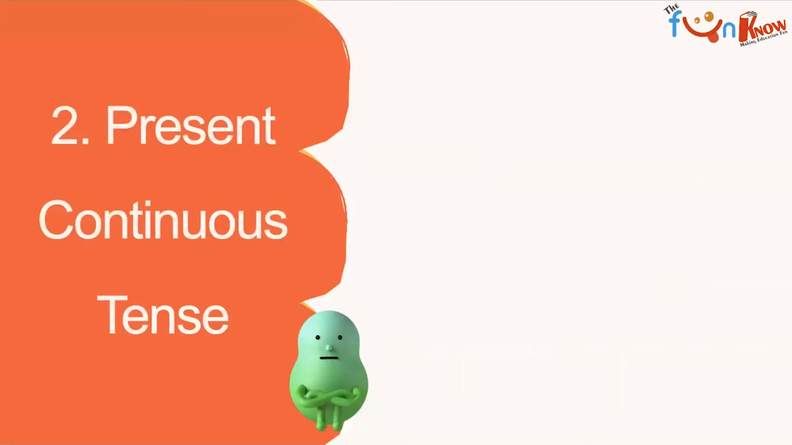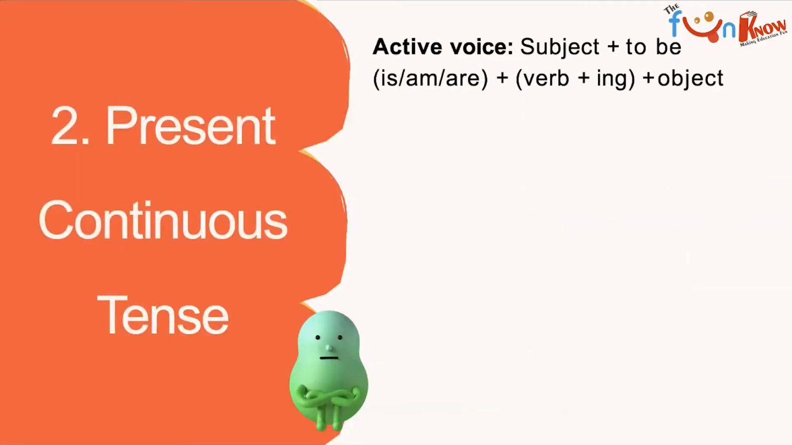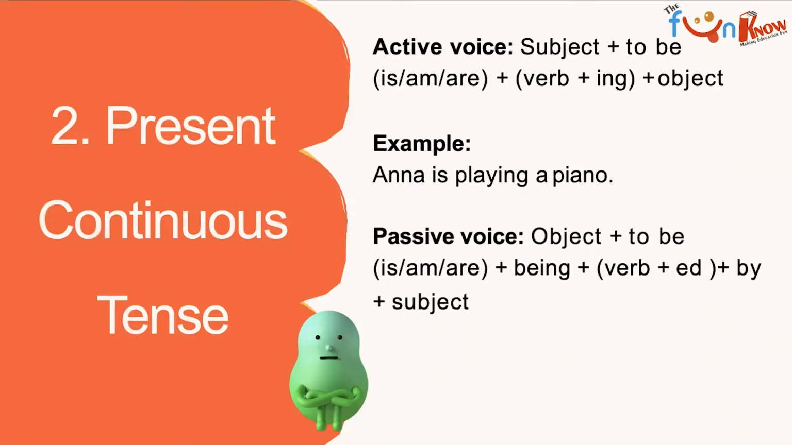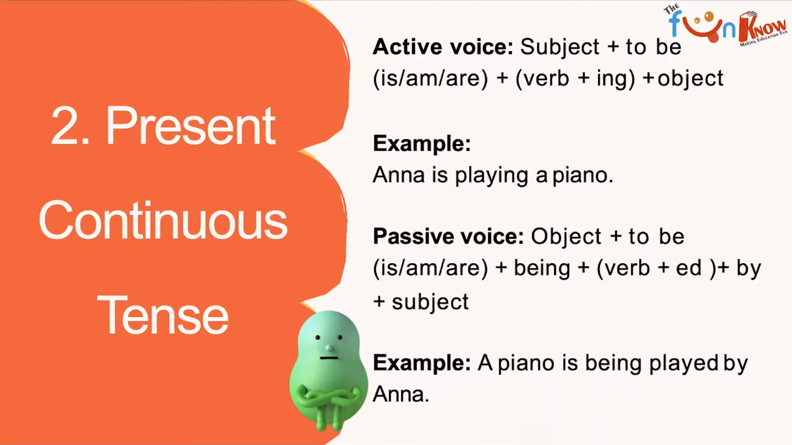The second tense is present continuous tense. In active voice, we write subject plus to be with is, am, or are, plus the verb plus ing plus object. Example, Anna is playing a piano. In passive voice sentence, we have object plus to be with is or am or are plus being plus the verb with ed plus by plus the subject. Now, Anna is playing a piano becomes a piano is being played by Anna.